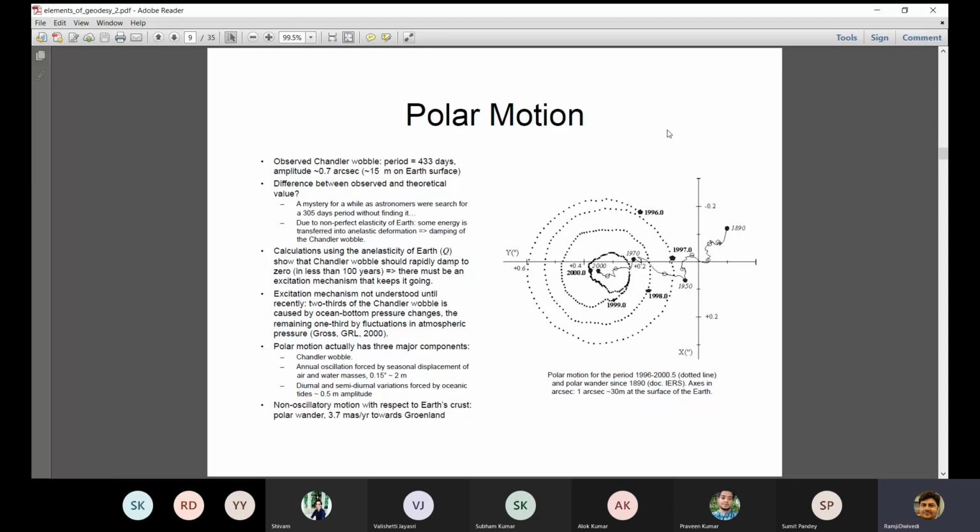So how is this value given to us? This value is given to us by xp and yp.